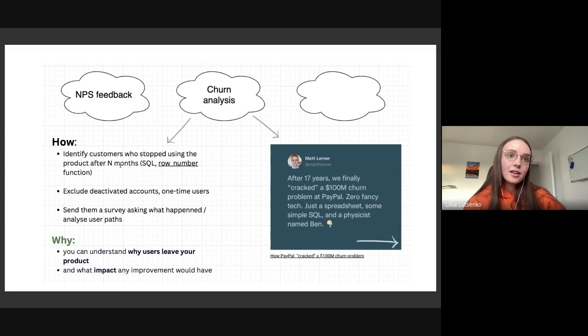So when you get the answers from this survey, or if you don't want to make a survey, you can analyze their user journeys in your tool, if you have one, or in your CS tool, where you can see accounts and their activity. You can understand what percentage of customers could be retained if you fixed their problem, if you fixed something they are complaining about.